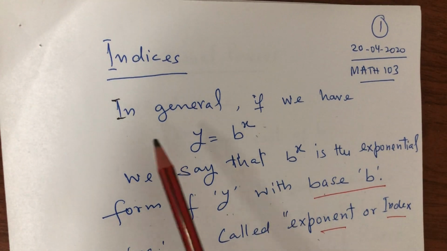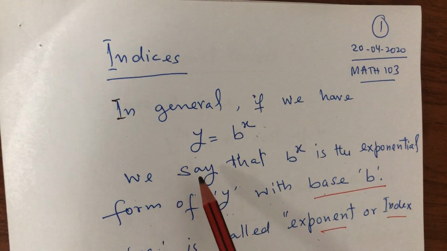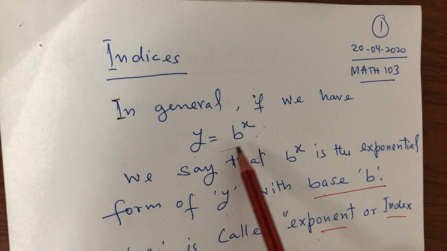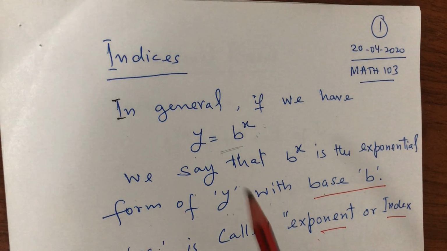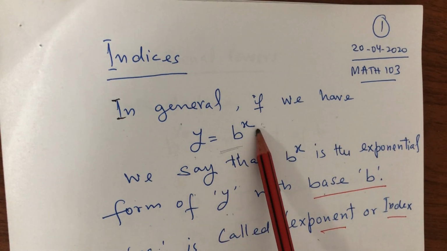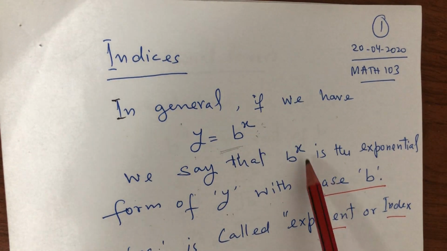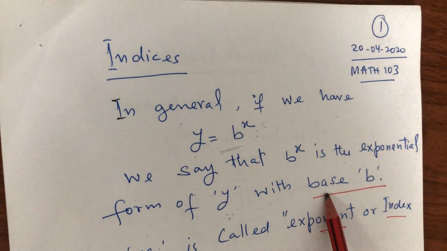We define it like this, and then later we will see the indices and the rules of indices. Let us define the exponential form. Then we will understand the meaning of index and the meaning of indices. In general, if we have y equal b power x, we say that b power x is the exponential form of y with base b.